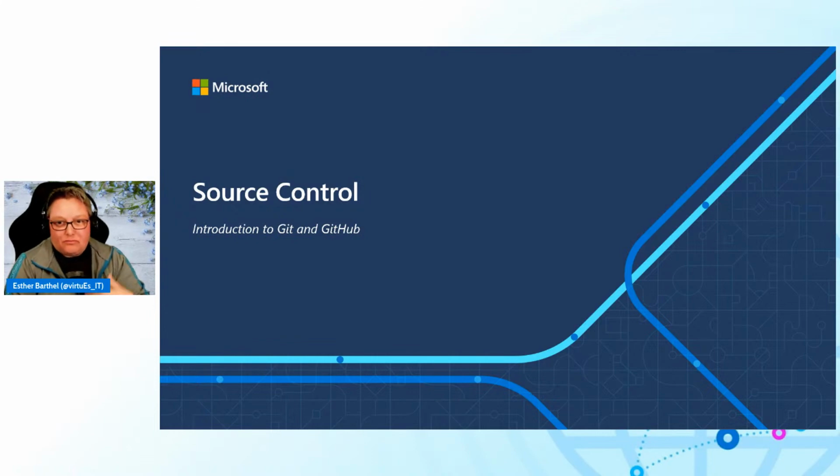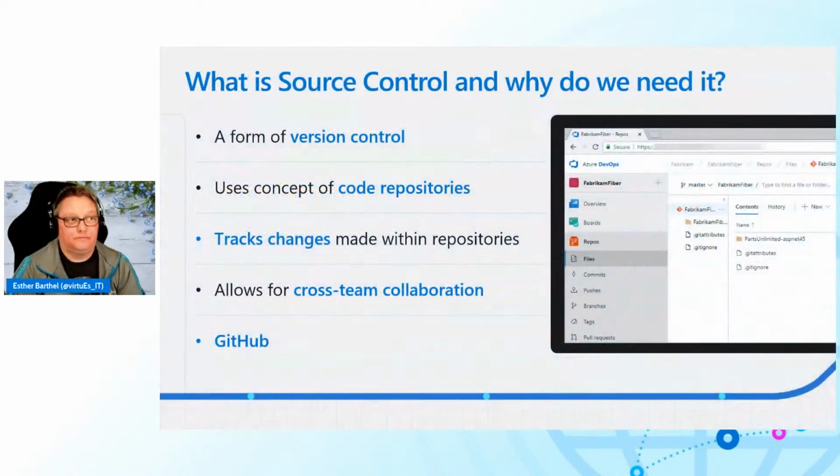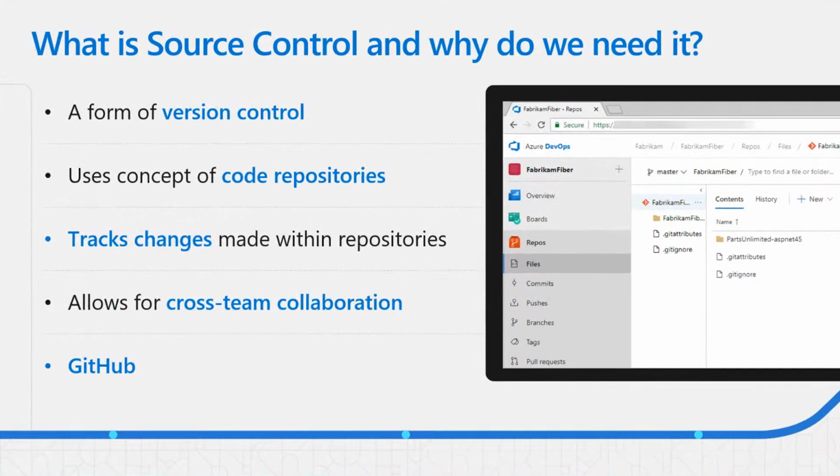DevOps strategy. So first of all, let's talk about source control. Source control basically is a form of version control. It uses the concept of code repositories to have a centralized place to store all your code. And it also allows you to track any changes that are made by different team members to that code within the repositories. And as I mentioned, different team members definitely is a great supporter for cross-team collaboration. And one of the well-known examples of source control, of course, is GitHub.